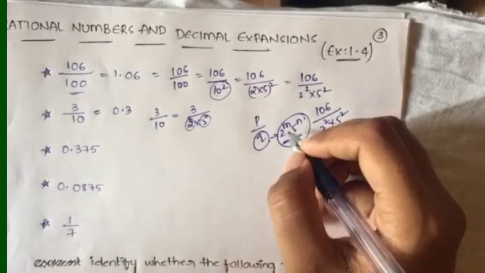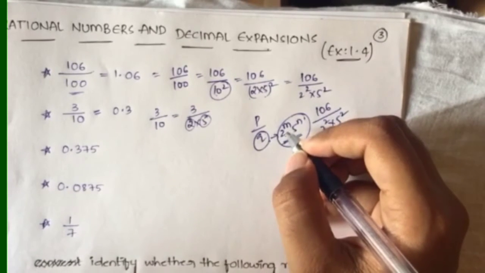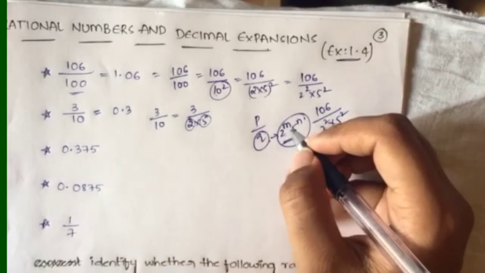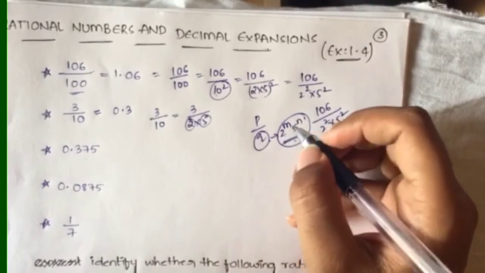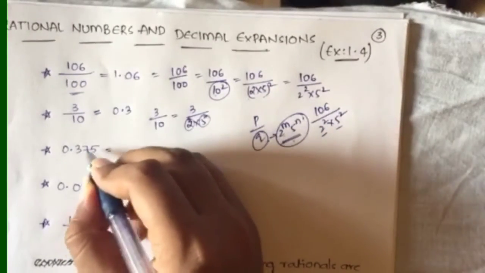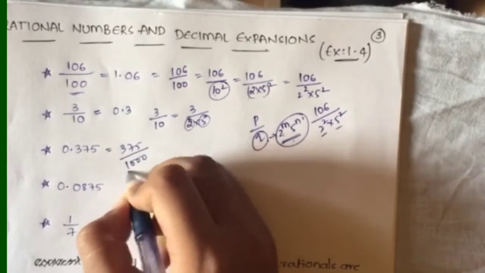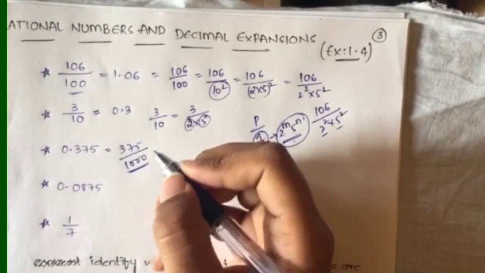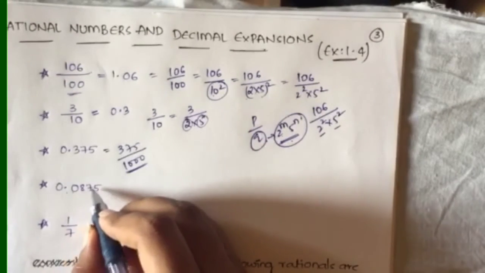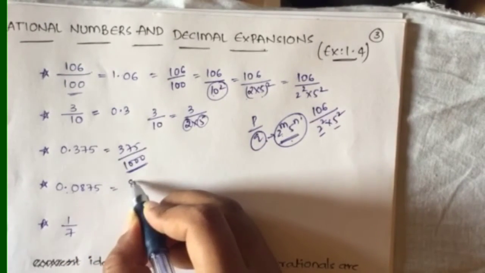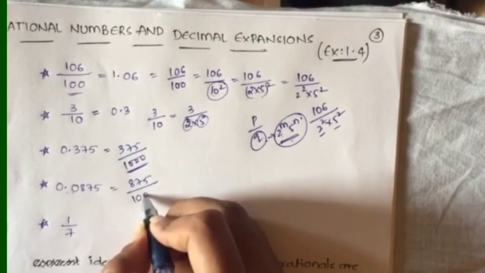Okay, clear? I'll explain it with an example. When I explain with examples, you'll easily understand that. 0.375 you can straight away write as 375 by 1000. Here you need not follow any theorem or any rule. Even 0.0875 can be easily written as 875 by 10,000.